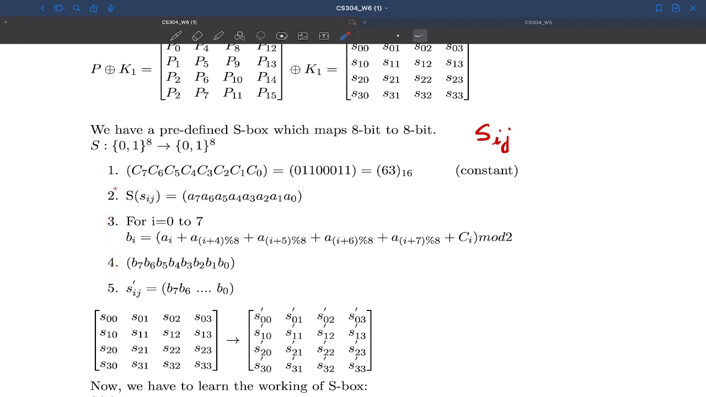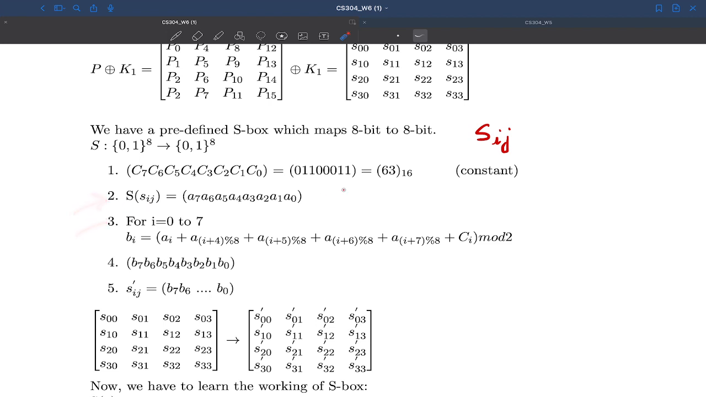First of all, basically we are performing the major operations only in these two steps. In step 1 I have just written the declaration, in step 4 I am just writing the output, and in step 5 I am just assigning this 8-bit string to the variable Sij. So basically the actual steps are happening in step 2 and step 3.